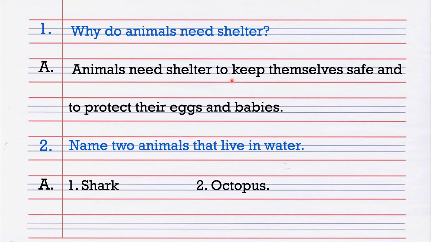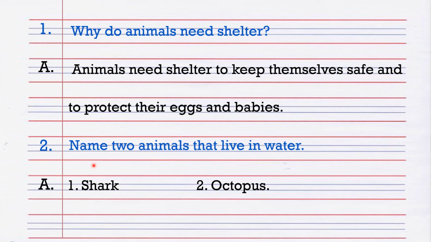Animals need shelter to keep themselves safe, ताकि वो safe रहें from their enemies and different weather conditions like rain, etc. And to protect their eggs and babies. And also so that they can protect their small babies or eggs from different disasters. So this is why animals need shelter.